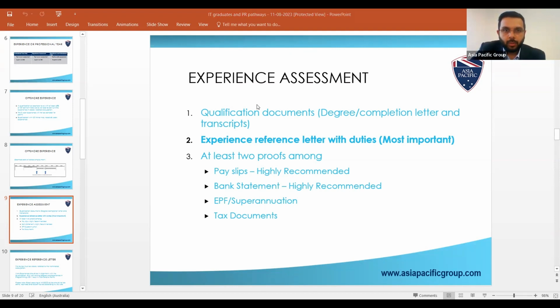Now, the experience letter is just one part of it. How do you prove that this same person has worked in that company? Again, let's go with Infosys. We have to give them payment evidences. They give you 4 choices, out of which we have to provide 2: payslips, bank statements, provident fund or superannuation, or tax documents. You have to provide 2. Personally, I believe arranging the payslips and bank statements is a relatively easy task.